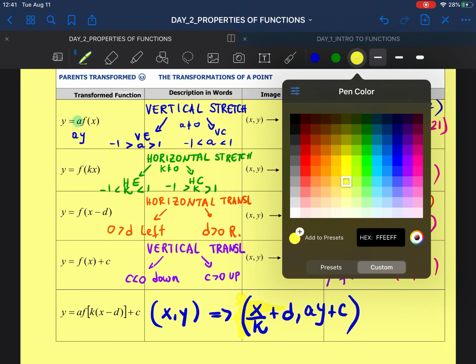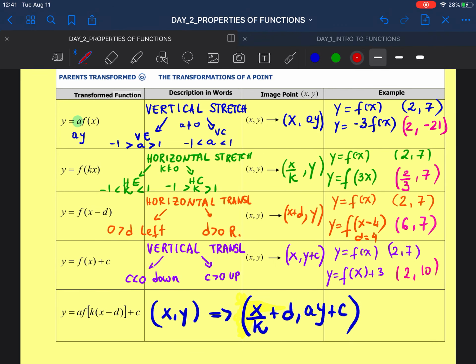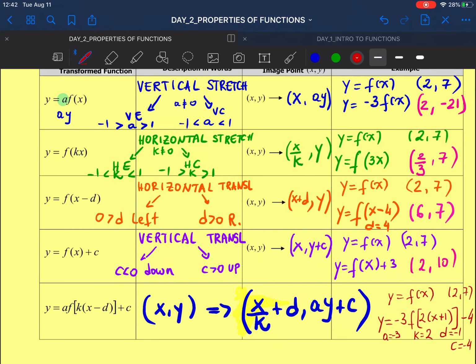Now, as an example, I am going to take a function y equals f of x. So if we have y equals f of x with a point with coordinates 2 and 7, and we have applied the transformation y equals negative 3 f of 2x plus 1 minus 4. Okay, so we're going to say that a is negative 3 and k is 2, d is negative 1, and c is negative 4.